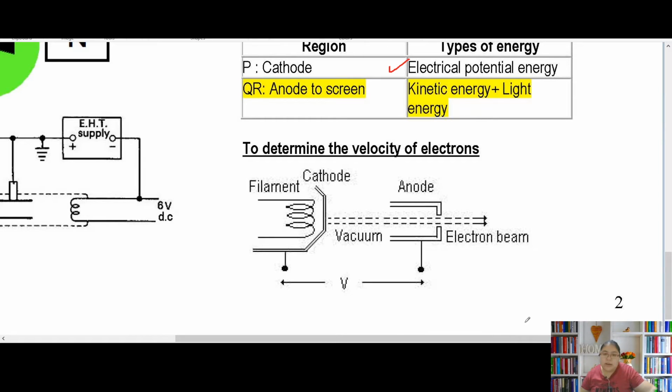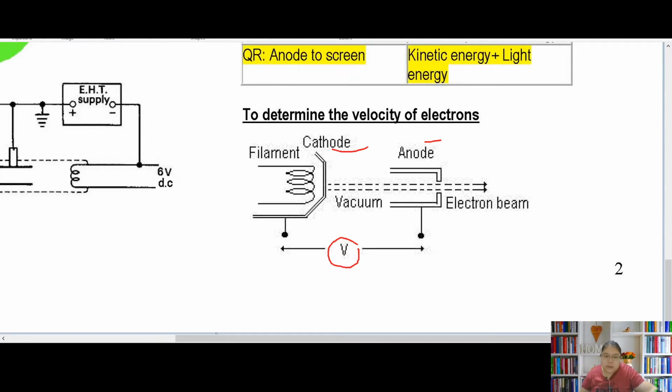Okay, then we're going to see how to determine the velocity of the electron. Okay, let's see here. The moving electron, we want to count the velocity. We need to count starting from the cathode to the anode, which means when they accelerate. So we need to count. Okay, let's see the formula first. See page number 3. Okay, we need to know the formula.